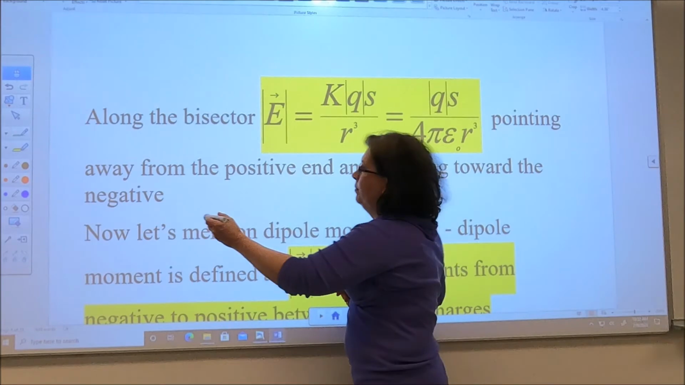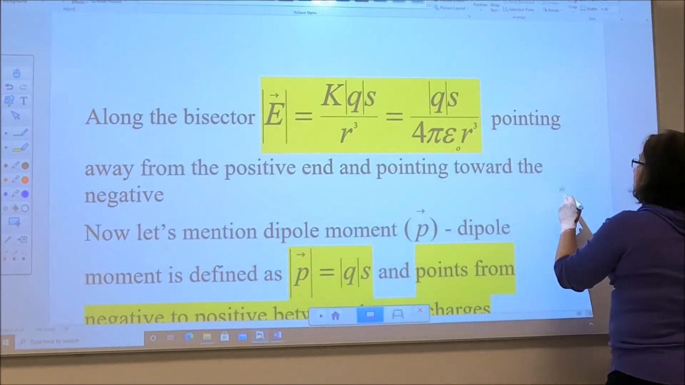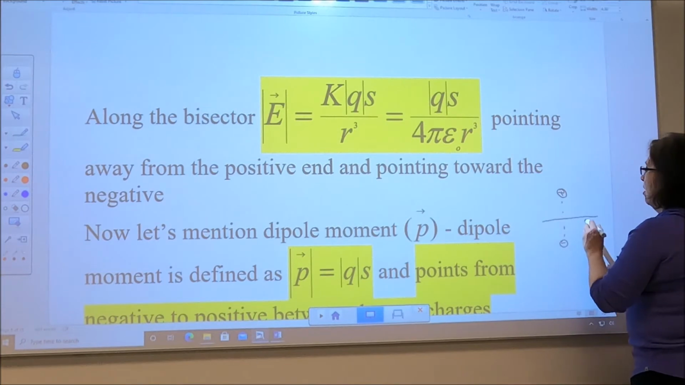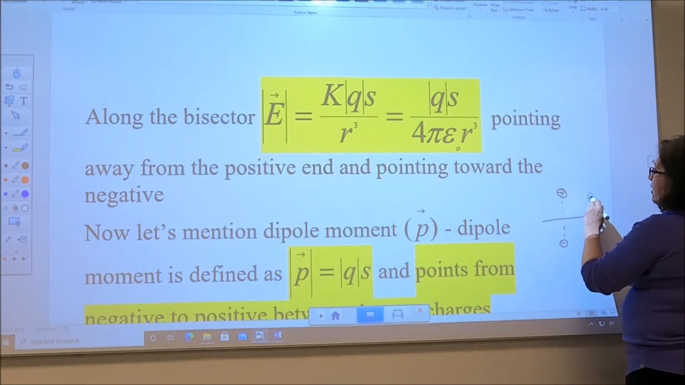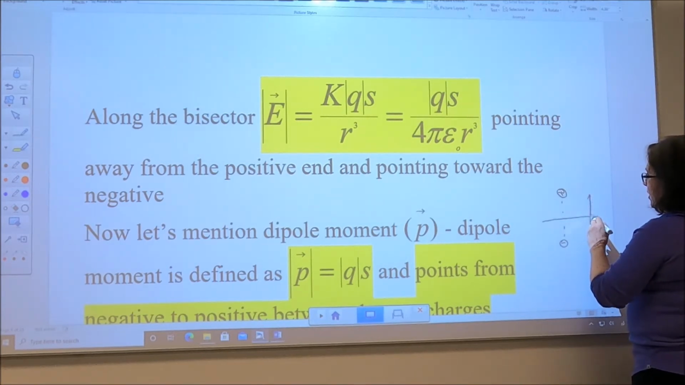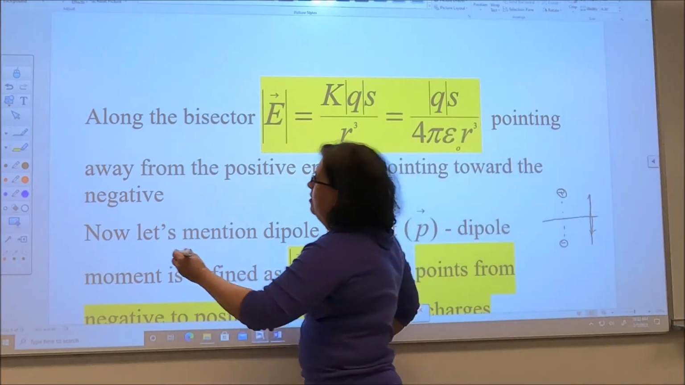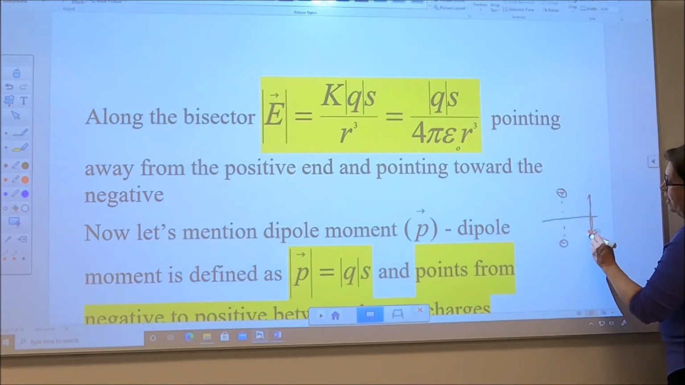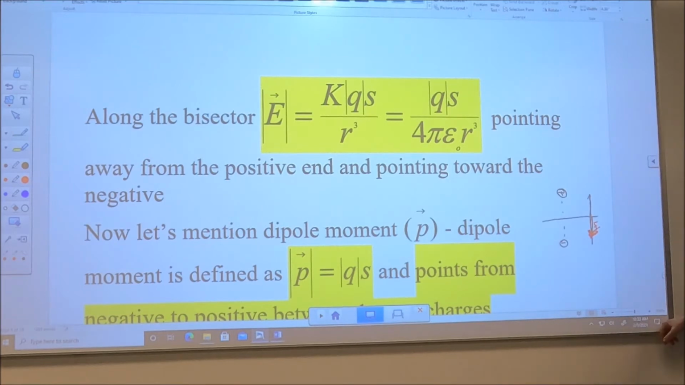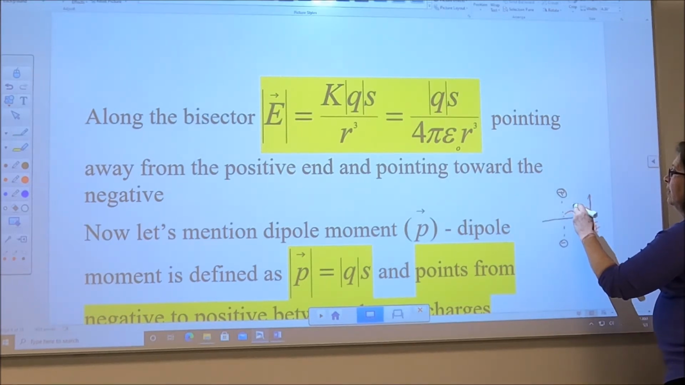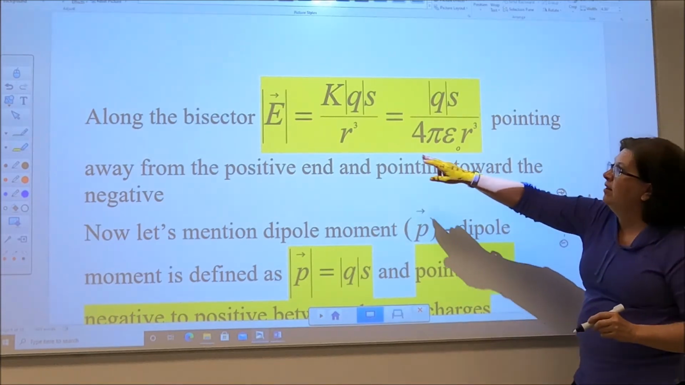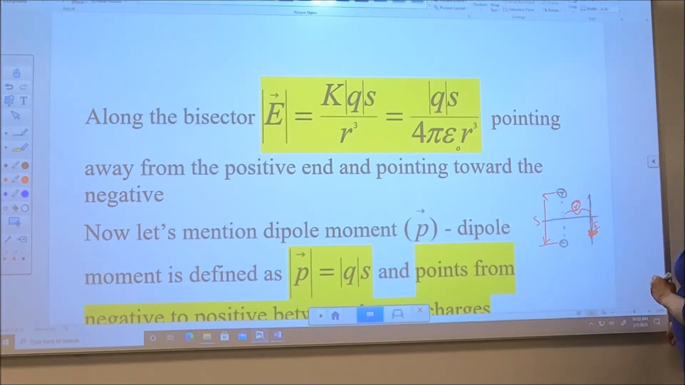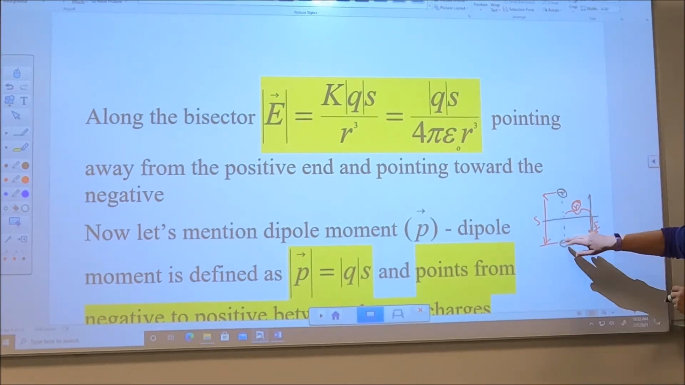So if this was my positive, this was my negative, and I'm out here along the bisector, then our net electric field here points like that. This is this R distance. S is this distance. And Q is the magnitude of the charge on those two.